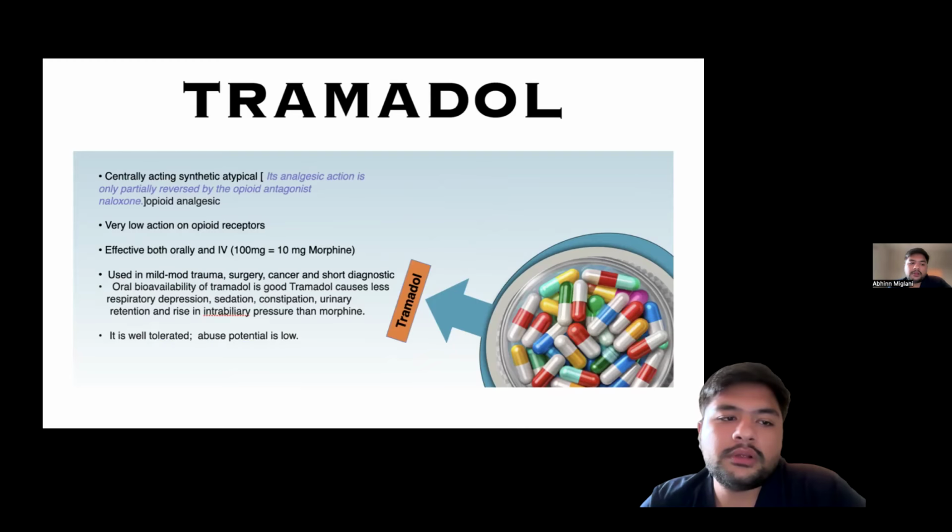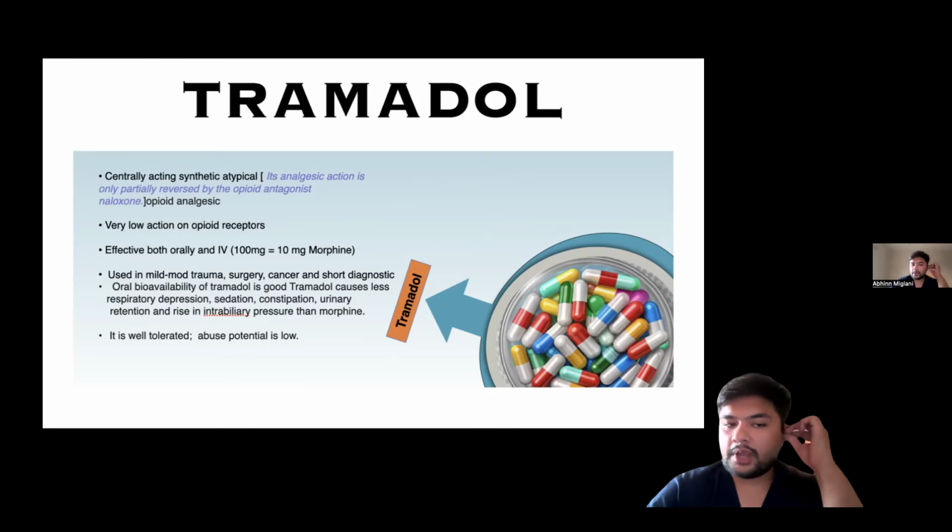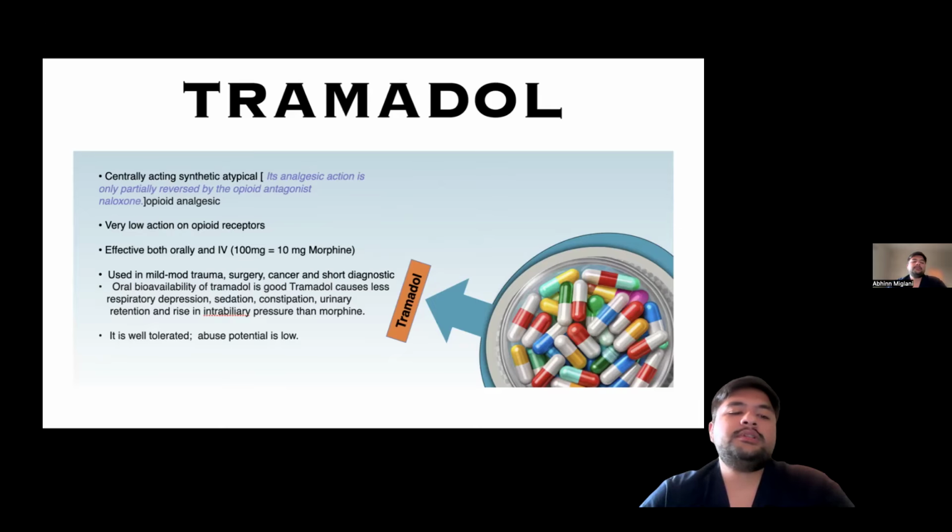Coming to tramadol, a centrally acting synthetic, atypical opioid. Its analgesic action is only partially reversed by the opioid antagonist naloxone. It has very low action on opioid receptors and is effective both orally and IV. 100 mg is equal to 10 mg of morphine, and it is used in mild to moderate pain from trauma, surgery, cancer, and short diagnostic procedures.